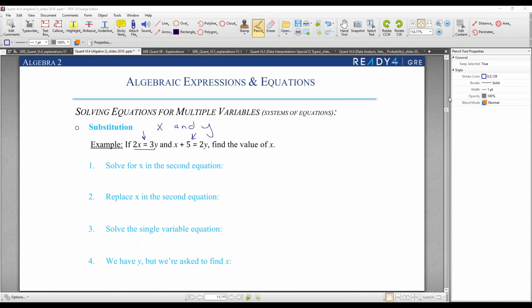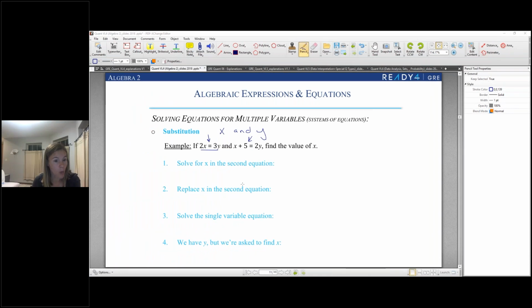Okay, so that's a minute. This here is an example of a good opportunity to use the substitution method. When we say substitution, what we mean is that we're going to substitute a value of x in for y, okay? And we've got some directions on what to do here.